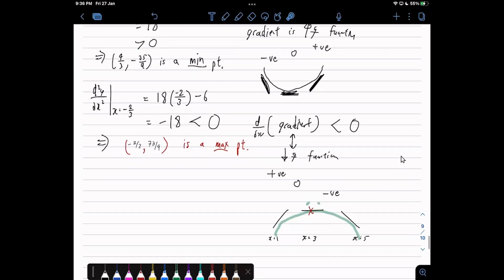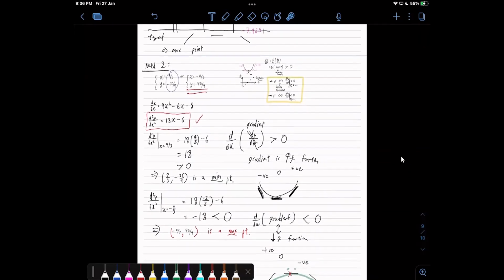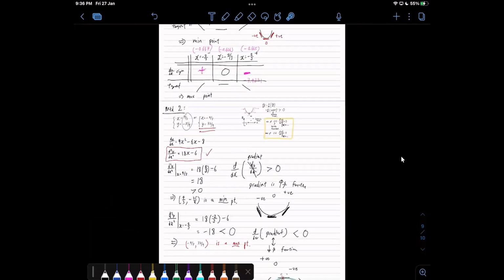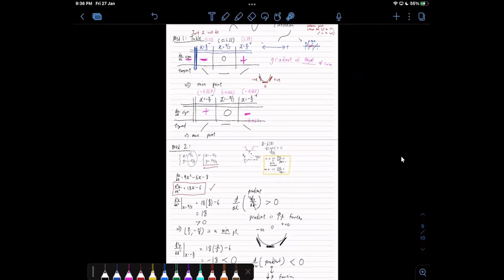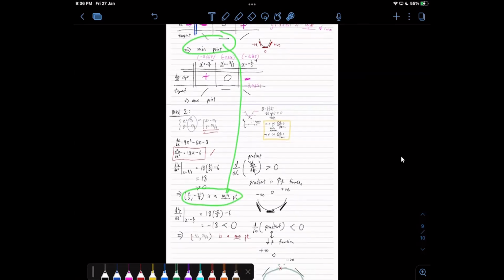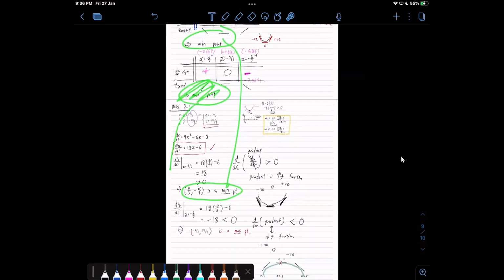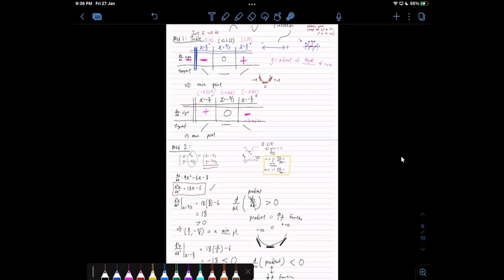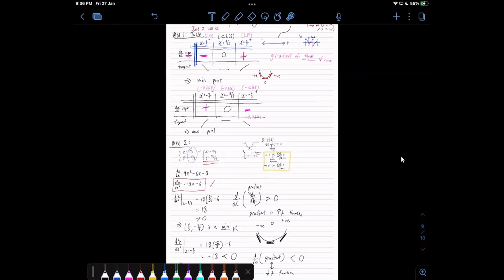Let's check if it's the same conclusion as method 1. Table method. Minimum point for the first guy, minimum point for the first guy. Same. Maximum point for the second guy, maximum point for the second guy. Same. So both methods work. Clear? Which one do you think is easier? The first one. First one, very good.